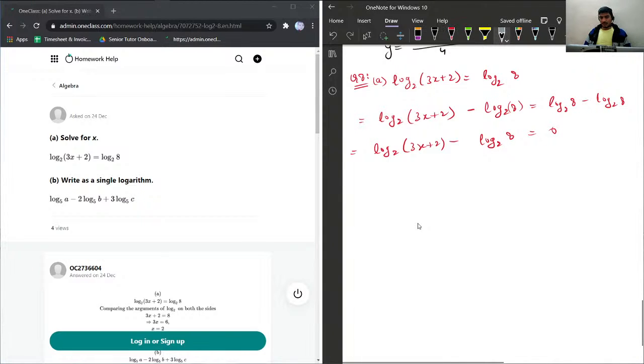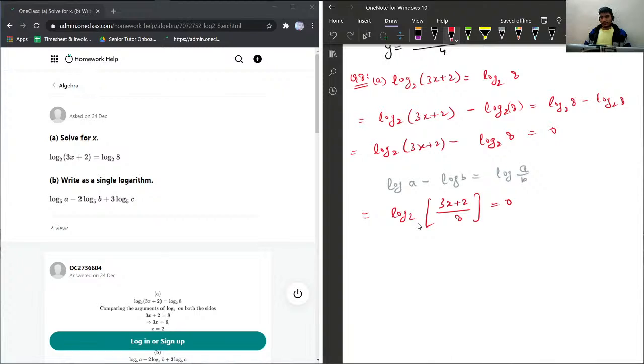Now I will use the property of log, which is log a minus log b is log of a over b. So I will use this. I will take this 3x plus 2 as a and 8 as b. So I will get log base 2 of (3x plus 2) over 8, and that will be 0.